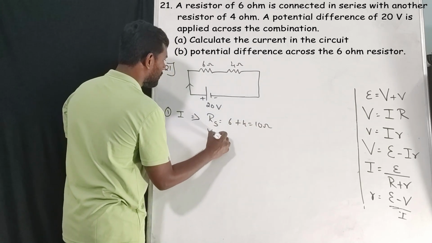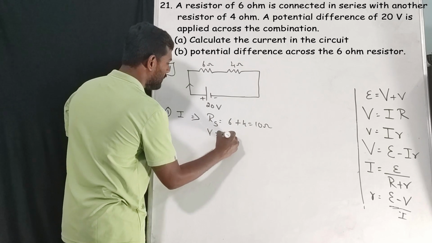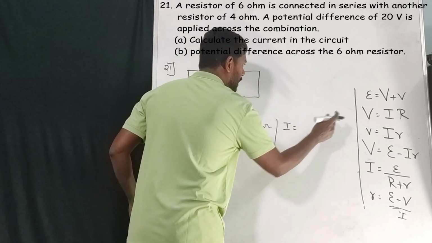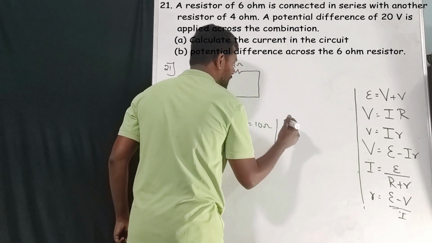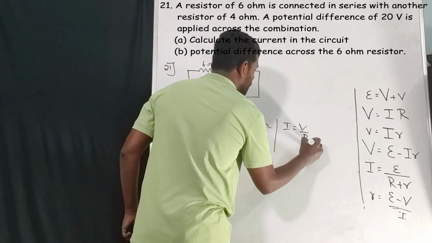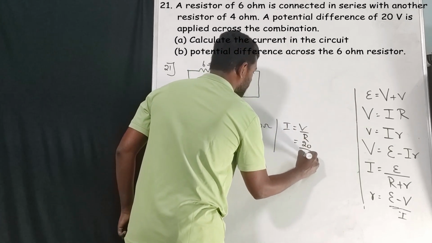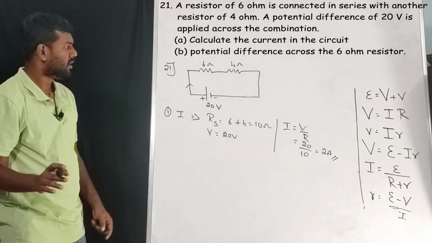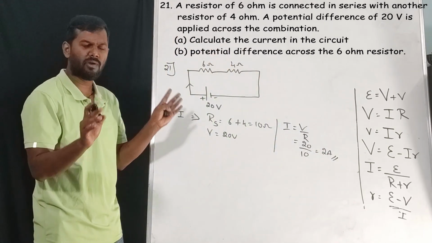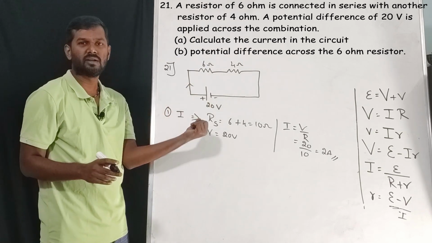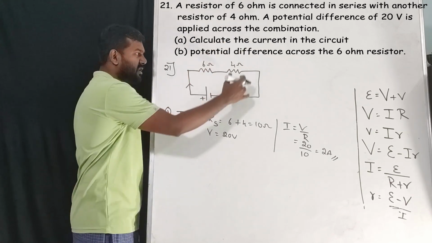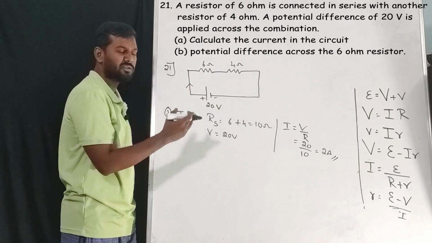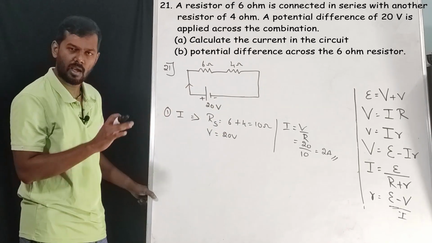Then voltage is nothing but the EMF, that is 20 volts. Using these two, using Ohm's law, we can find the current: 20 by 10 is equal to 2 amperes. That's it. So to find current, what we always have to do is find the equivalent resistance. Solve the resistances, it will become one resistance, and we have resistance and voltage. Using those two we can find the current.